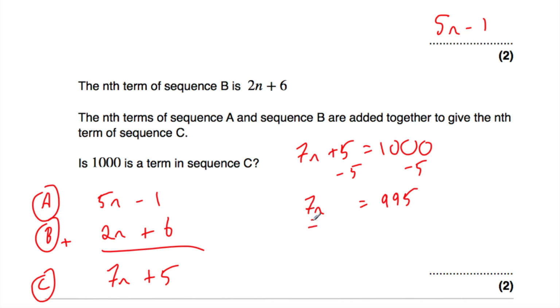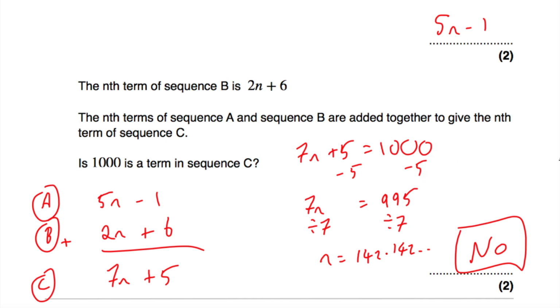And then let's divide by 7 and divide by 7, and we'll get that n is equal to, and let's work this out, 995 divided by 7 is equal to 142.142, and so on. So that means that 1000 would be in between the 142nd and the 143rd term in the sequence. So is 1000 a term in that sequence? The answer would be no, and that's it.